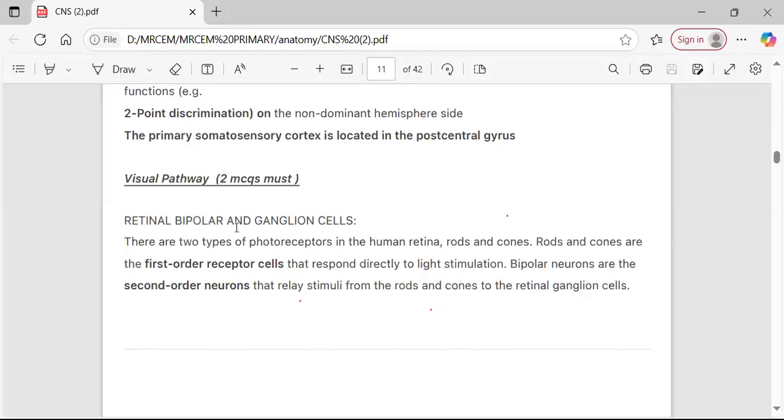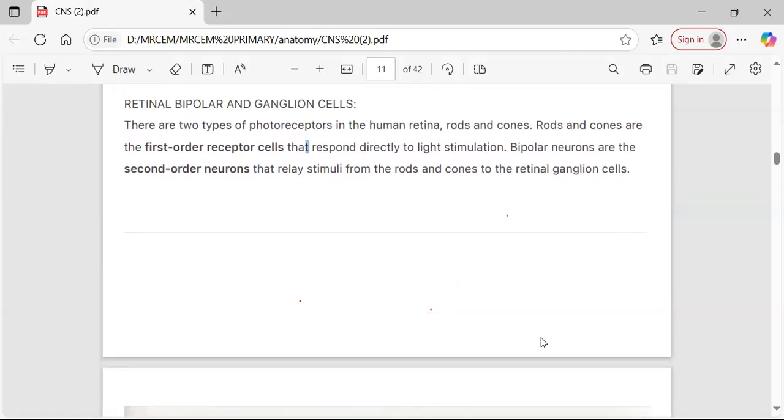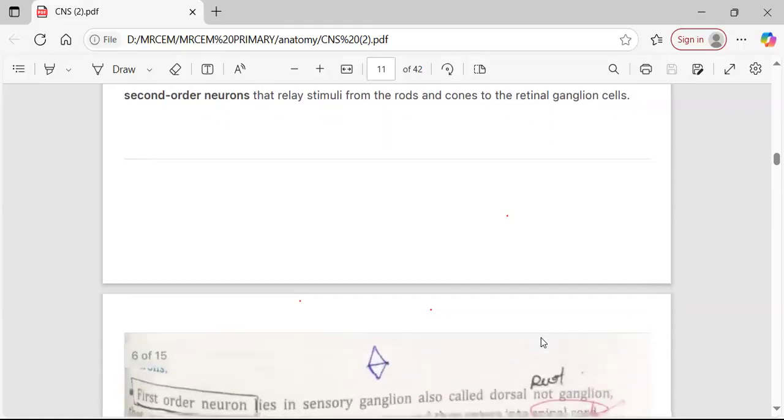So there are retinal, bipolar, and ganglion cells. So there are rods and cones. These are the first order receptor cells that receive the stimuli, light stimuli, in the eye, and then they carry through the second order neuron that relays to the ganglion cell.